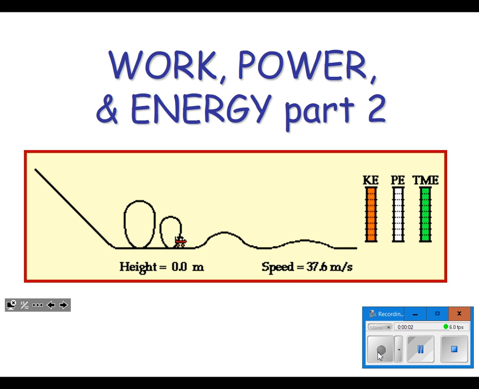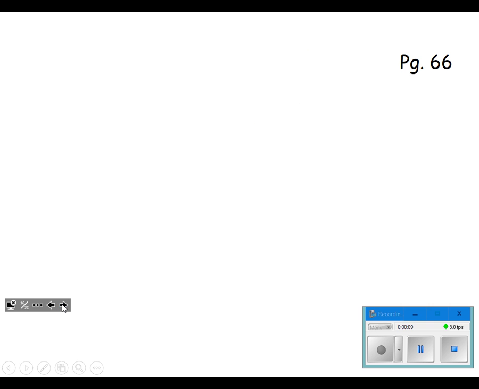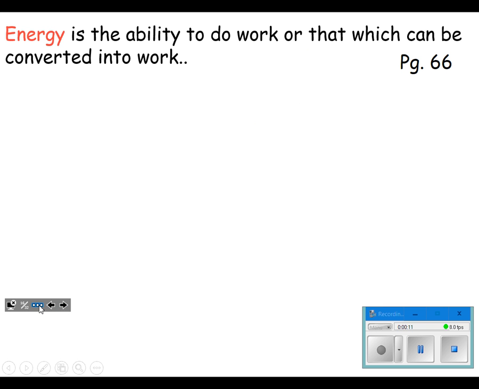All right, these are the notes for our work, power, and energy unit in physics, and these are the part 2 notes. So in part 1, we talked about work and power, and in part 2, we're going to talk primarily about energy. Energy is the ability to do work, or that which can be converted into work.